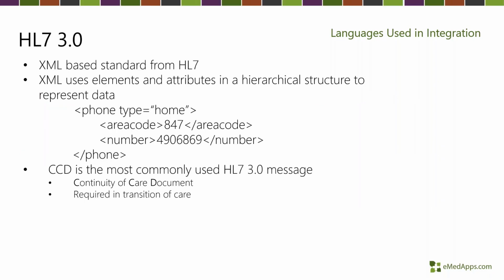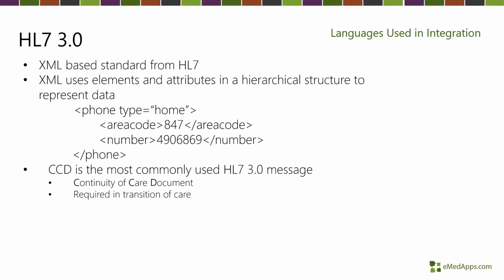HL7 3.0 was the evolution of 2.0. People love 2.x so much that it really wasn't adopted very heavily in terms of live interfaces. It is an XML-based standard, whereas the 2.x standard that we just looked at is a flat file that contains information. HL7 3.0 is XML-based. And XML is a markup language, I should say, that uses elements and attributes in a hierarchical structure to represent data.